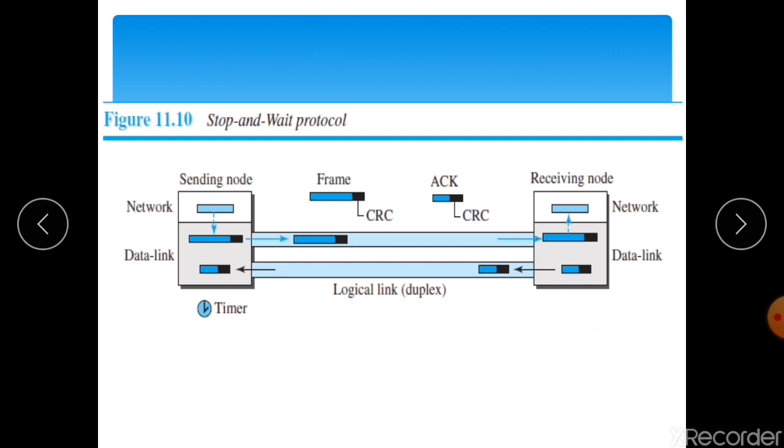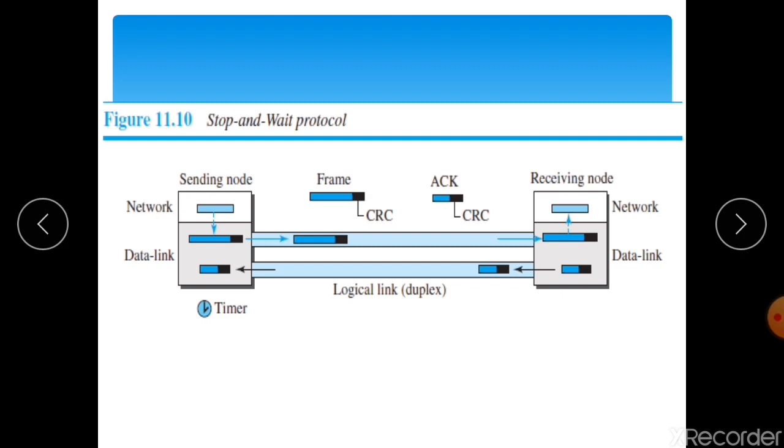Just look at the diagram for the stop and wait protocol. So here you can see this is the sender side. Here you can see the logical connection between the sender and the receiver is a duplex connection. So this is the frame which the sender sends. You can see part of the frame is CRC, that is used to identify the transmission errors, or to check whether the frame is corrupted or not.